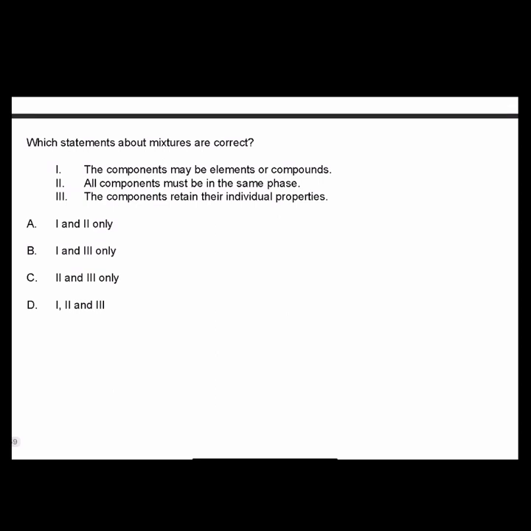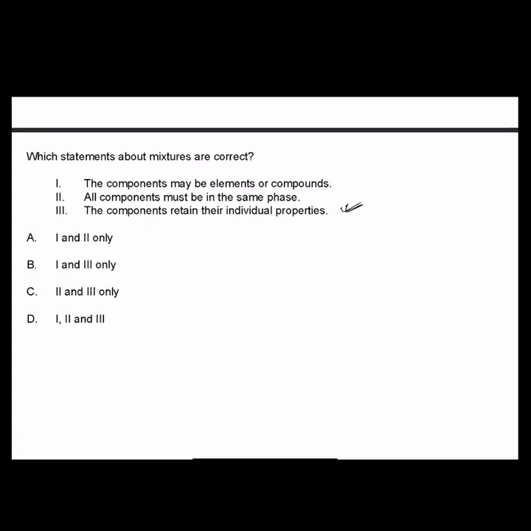Now, which statement about mixtures is true? 1: The components can be elements or compounds. 2: All components must be in the same phase. 3: The components retain their individual properties. Components will obviously retain their individual properties in a mixture because they are not losing their chemical properties. So 3 is definitely correct.